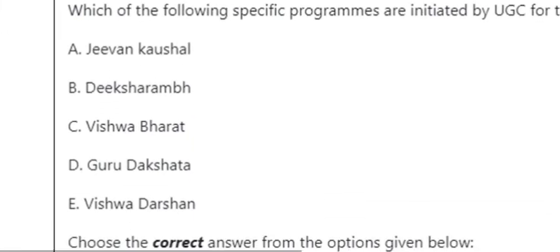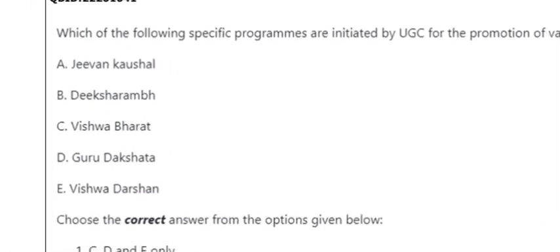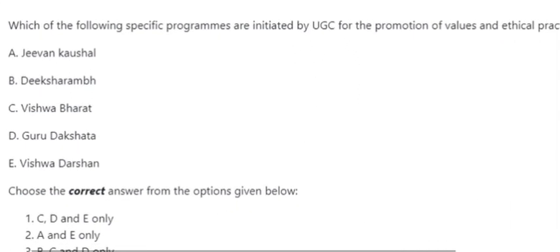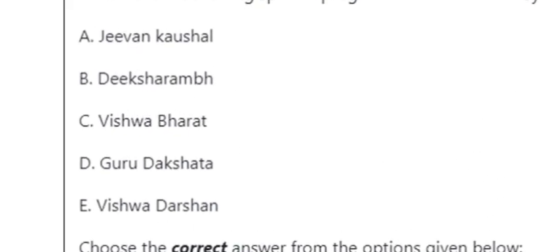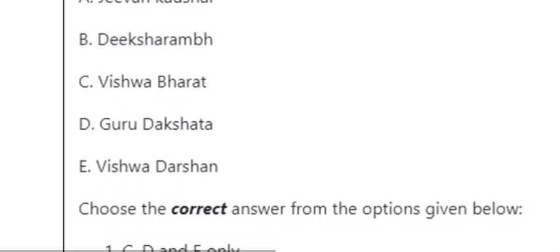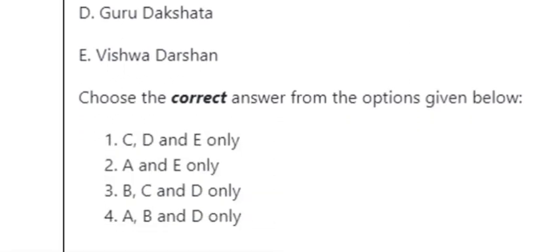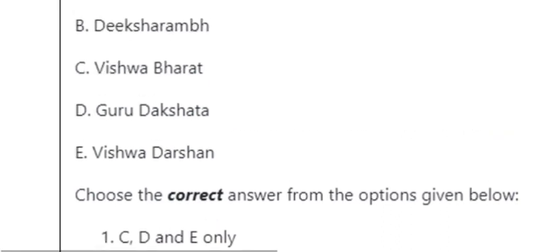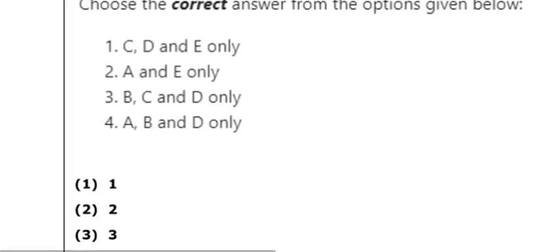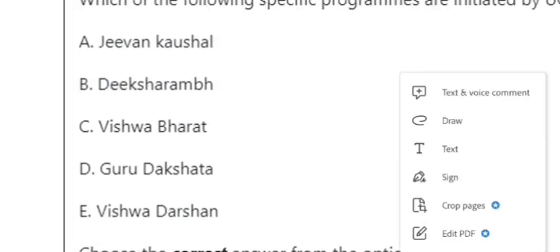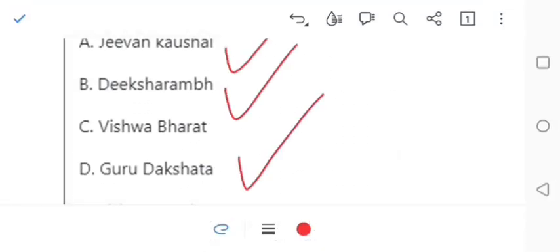Then 41. Which of the following specific programs are initiated by the UGC for promotion of values and ethical practices? Number 1 is Jivan Kaushal, then Diksharam, Vishwa Bharat, Guru Dakshata, Vishwa Darshan. Options: C, D and E, A and E, B, C and D, A, B and D. The correct option for 41 will be number D, that means A, B and D only. A is correct, B is correct, and D is correct.